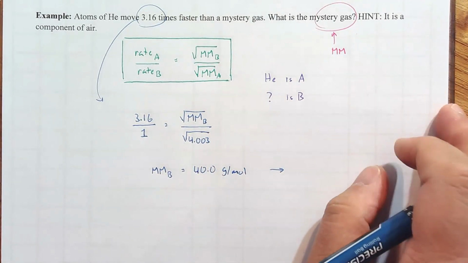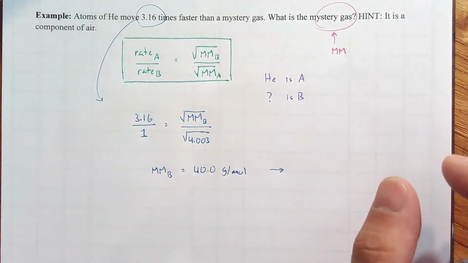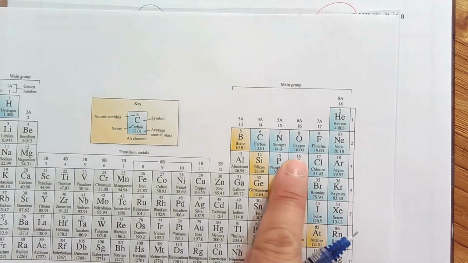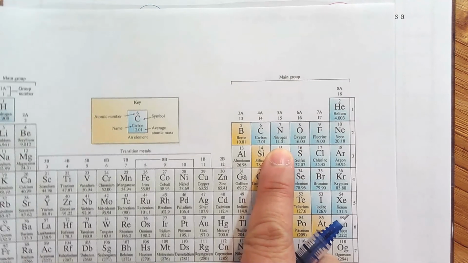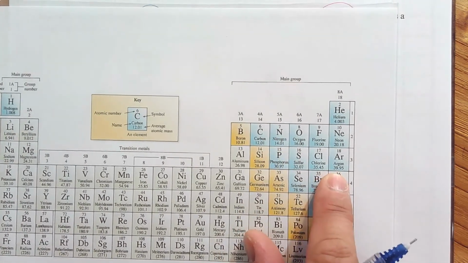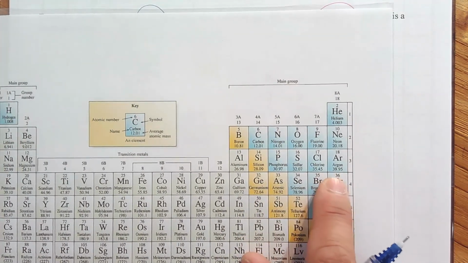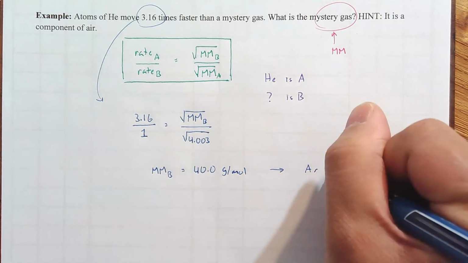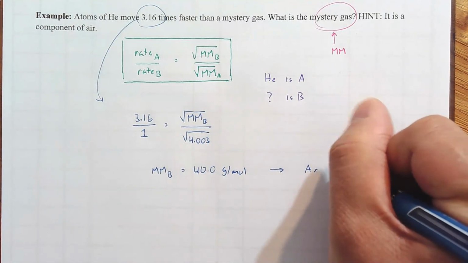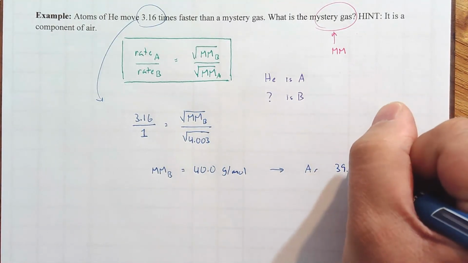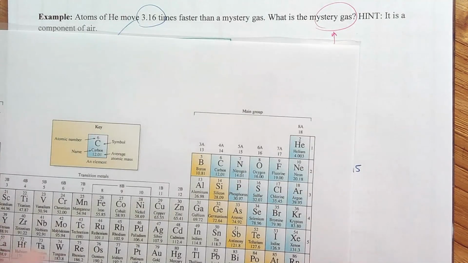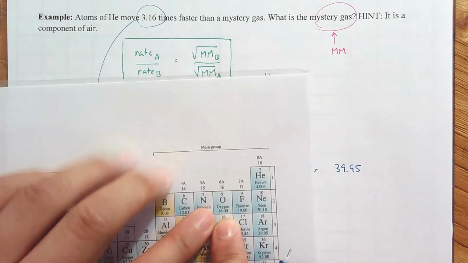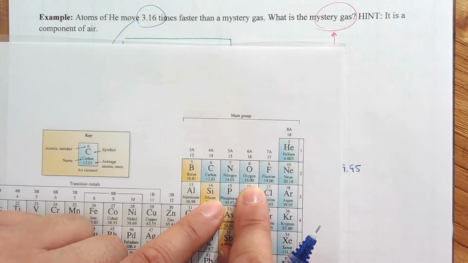Air is nitrogen, argon, and O2, right? You know, nitrogen is diatomic. Argon is not diatomic. Oh, is it argon? Could be argon. Actually, I'm a little surprised it could be argon. Argon has a molar mass of 39.95. What else is in air? Oxygen. Oxygen is 32 because it's O2.